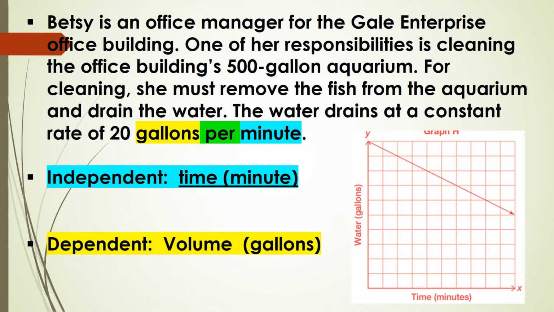The independent is down on the x-axis at the bottom. You're looking at time, and the unit of measurement is minutes. Then on the y-axis, the vertical axis, you're looking at your dependent, and this says it's water in gallons, or you can put volume in gallons. But we're looking at the unit of measurement as gallons.